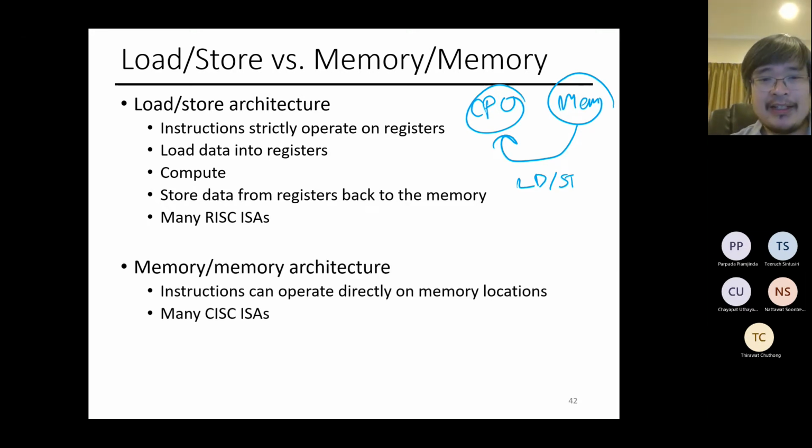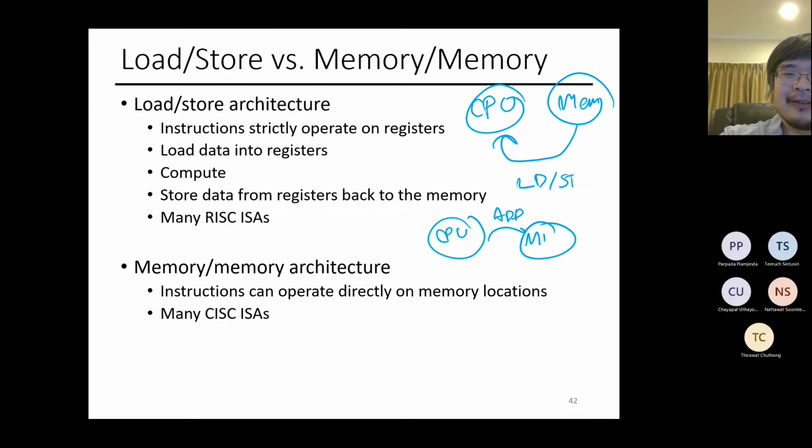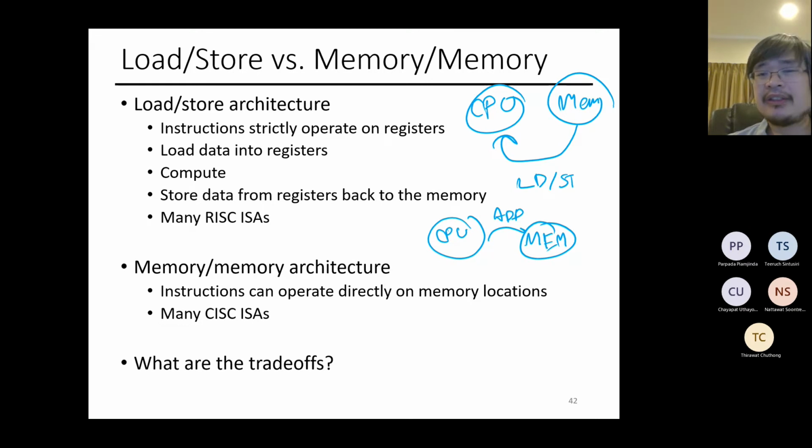Many CISC ISAs also support memory-to-memory architecture, where if I want to do an add, I can send the add instruction to the memory, and the memory-to-memory locations would get added. You can command it from the ISA. There are also trade-offs with this, because if you want a memory-to-memory architecture, you need to build more hardware to support that. Load store architecture is actually simpler and cleaner. Actually, modern-day ISAs go with the load store architecture more often than you think, to be honest.